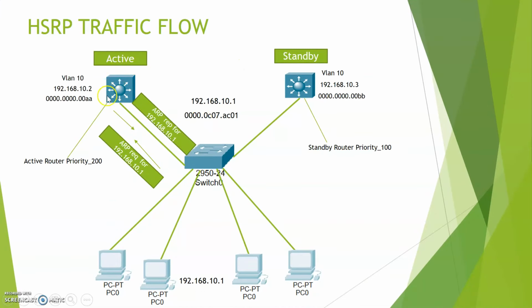So I have mentioned here two routers. One is the active router and the other the standby router. Both are configured for VLAN 10. This is the primary router IP 10.2 and the secondary router IP is 10.3, and this is the corresponding MAC address. So here is the VIP, that is 192.168.10.1, and this is the virtual MAC address.